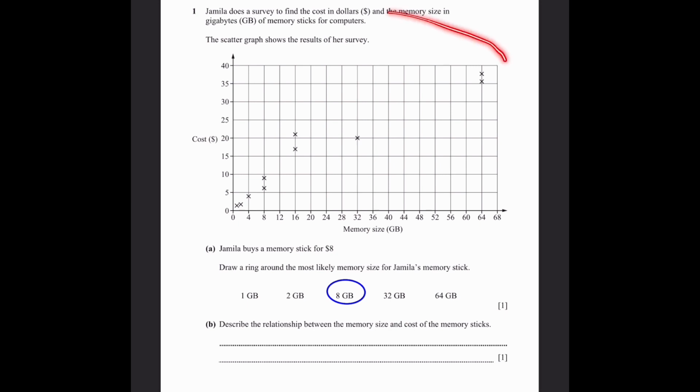So if we look at the graph over here, we can see that when the memory size increases this way, the cost also increases, because these 2 points have a very low cost, but these ones with a higher memory size have a higher cost. Therefore, we can say as memory size increases, cost also increases. That's the answer.